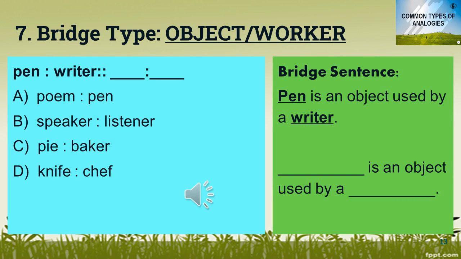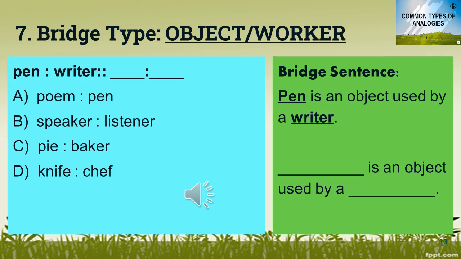The seventh bridge type is the object to worker analogy. So for example, pen is to writer as blank is to blank. So the bridge sentence is, pen is an object used by a writer. Let us use this pattern for us to solve this analogy.